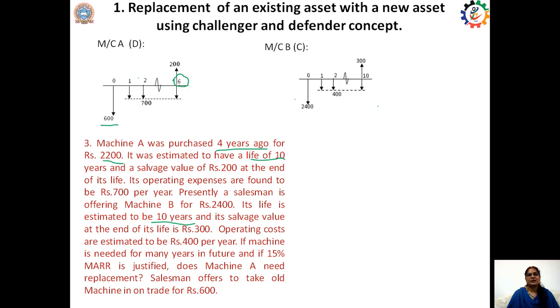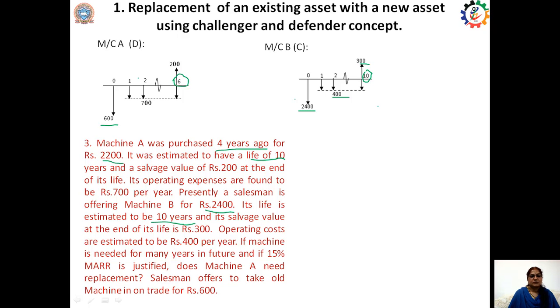I have not done all the stepwise calculations, so both machines I have shown in the same slide. Coming to machine B, that is Challenger, the first cost is 2400. So can you make out here 2400, and 400 is the operating cost and 300 is the salvage value. Note that life is 10 years. So it's given that life is 10 years.